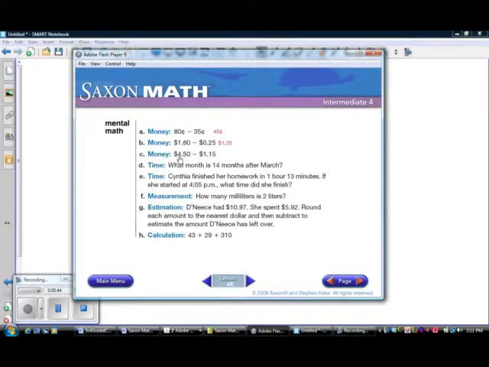Okay, let's do the dollars. 4 minus 1, that's 3, right? Now it's 5 minus 1, that would give us 4, so 40 minus 5, $3.35.